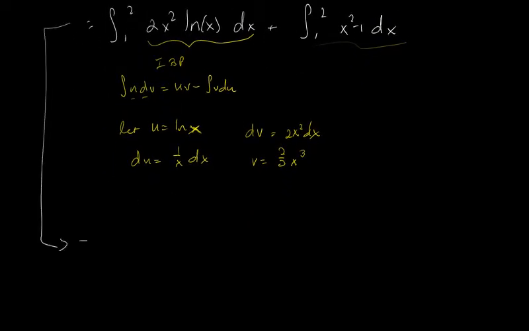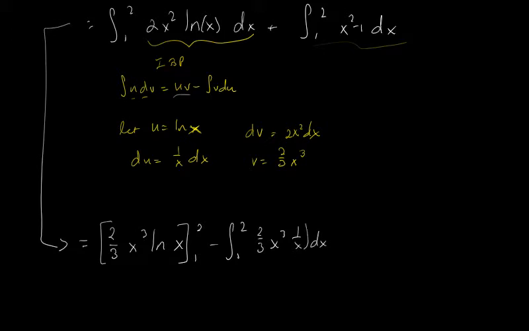So this is going to be equal to the integral from 1 to 2. Use the formula. All right, so we start with uv, so that's ln of x times 2/3 x cubed. I'm going to put the 2/3 x cubed in front. Okay, and then this is being evaluated from 1 to 2. Those are the bounds of integration on x. Minus the integral from 1 to 2 of v du. So that's 2/3 x cubed times du, which is 1 over x dx. Okay, plus the remaining integral, which is the integral from 1 to 2 of x squared minus 1 dx.